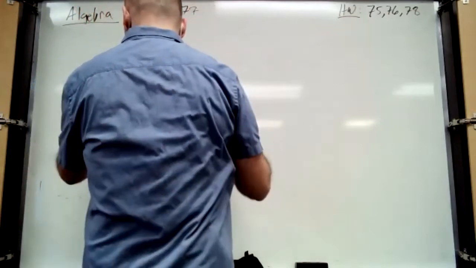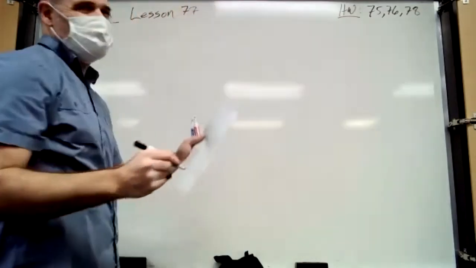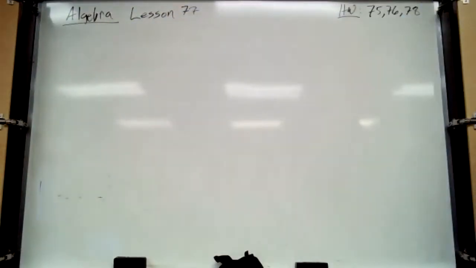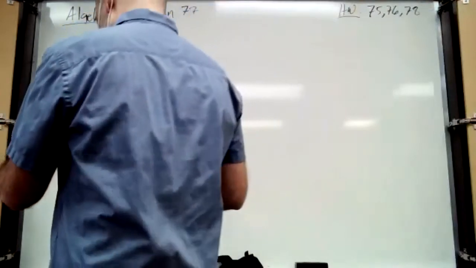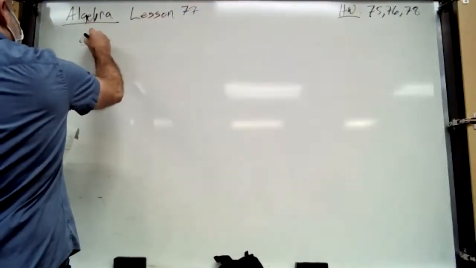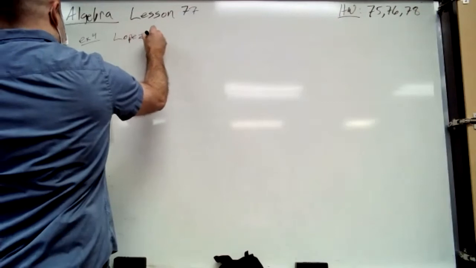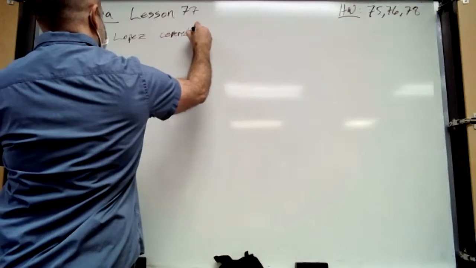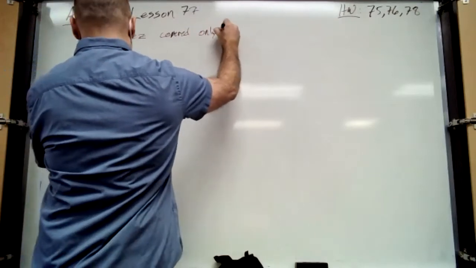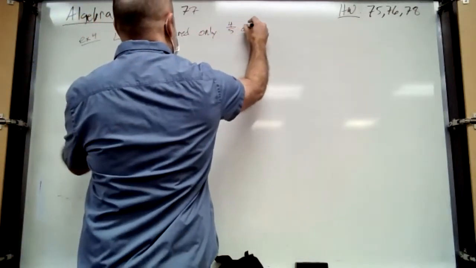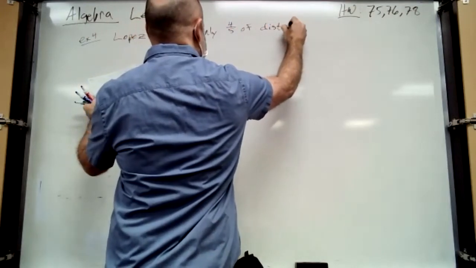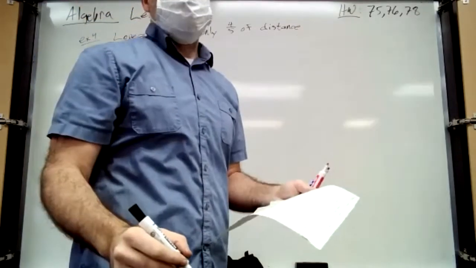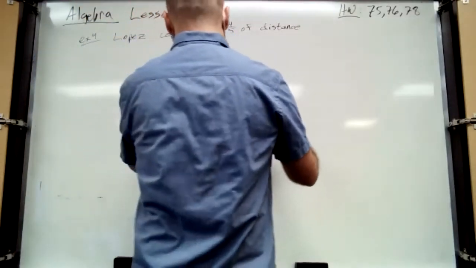So the last part of 77 is just fraction and decimal word problems. These are nice because all you have to do is translate this. So here's example 4. Lopez covered only 4/5 of the distance. I don't know what they were doing, but Lopez only covered 4/5 of the distance. Okay?